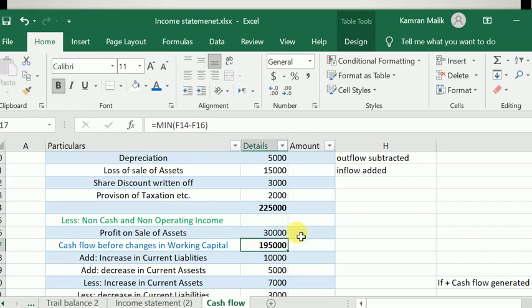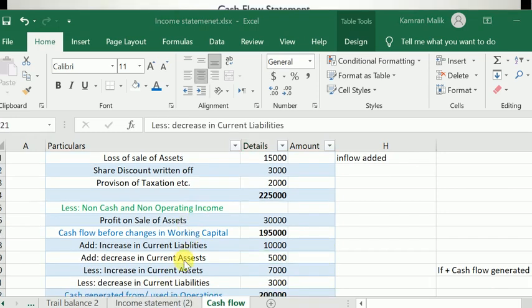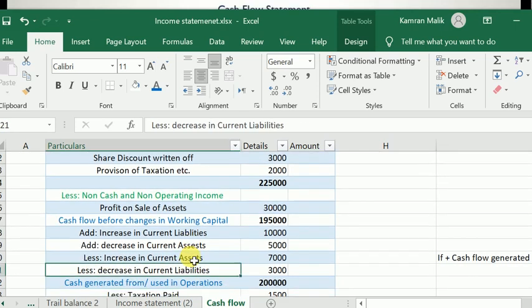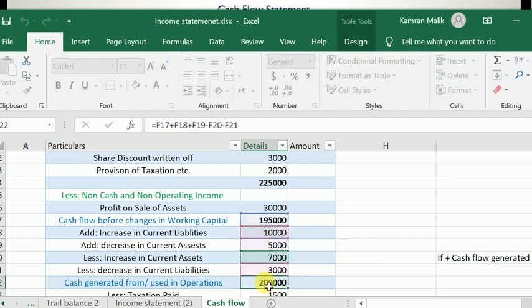After we work on the working capital, the cash that is coming to us is 195,000 AFN, right? Now we are adding what is increasing in current liabilities, we are adding the decrease in the current assets, and then we are going to subtract the increase in current assets and decrease in current liabilities. So this is a whole lot of formula, the procedure that we are working on.